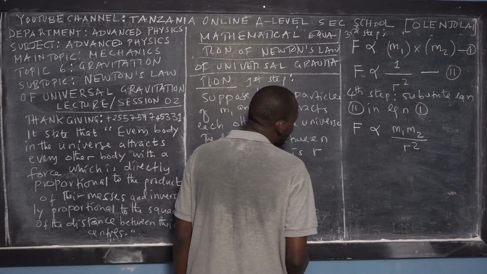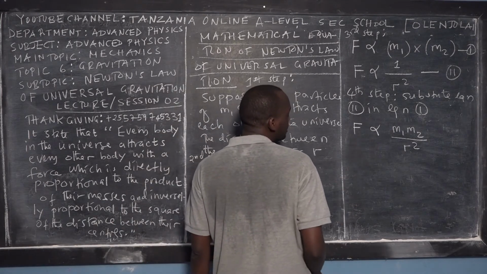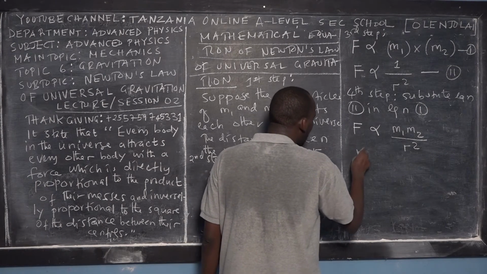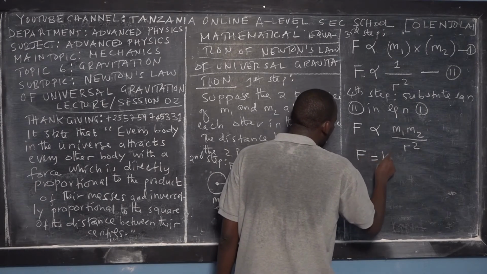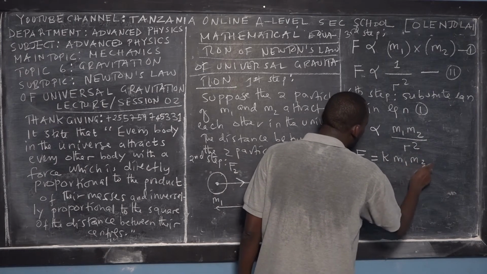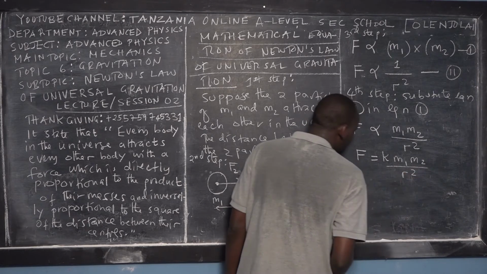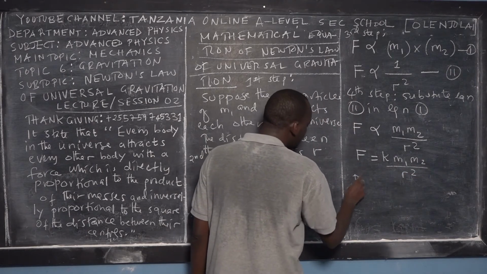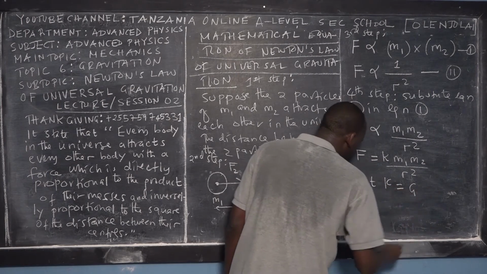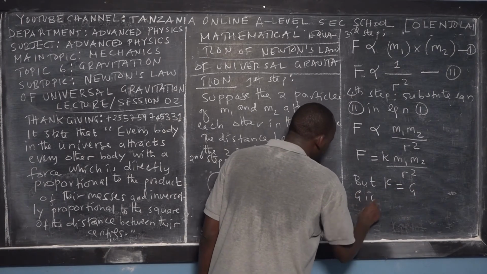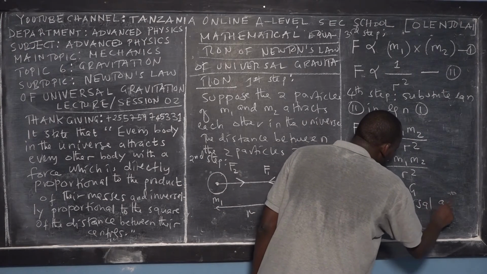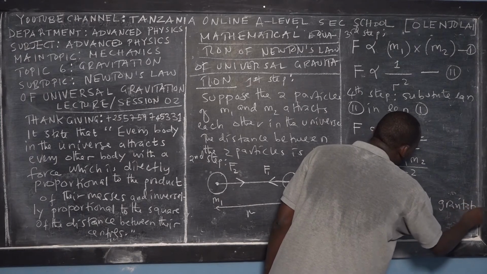Again, in mathematics, this is the proportionality, so we replace it with a proportionality constant. The force of attraction will be equal to the proportionality constant K times mass 1 times mass 2 over the square of the distance. But what is K? K is equal to G. And what is the meaning of G? G is called the universal gravitational constant.